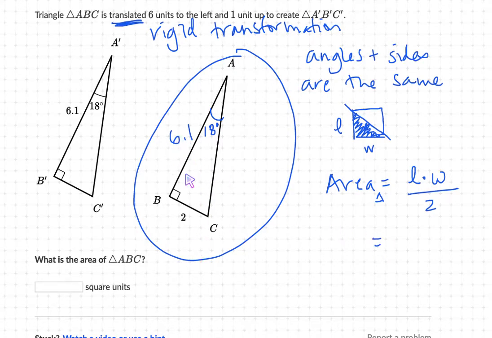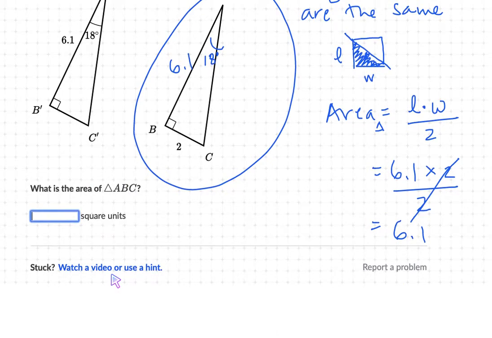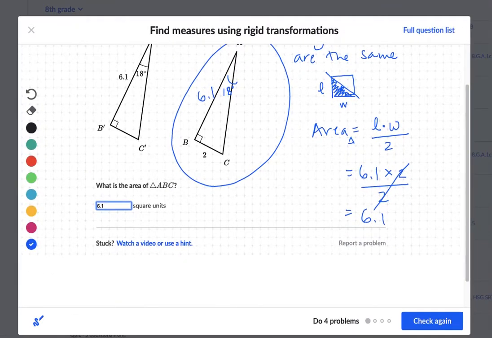Area is length, 6.1, times width, 2. And remember, divide by 2. Multiplying by 2 and dividing by 2 is the same, so those two actually cancel each other out because they're inverse operations. I can take 6.1 and double it, but then I'm going to half it again, so I get right back to 6.1. So the answer is actually 6.1. It's 6.1 units squared.